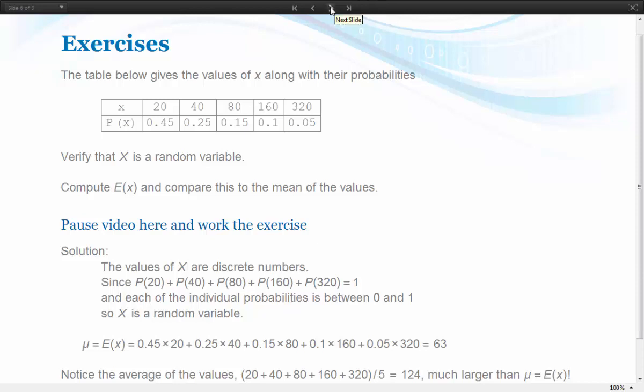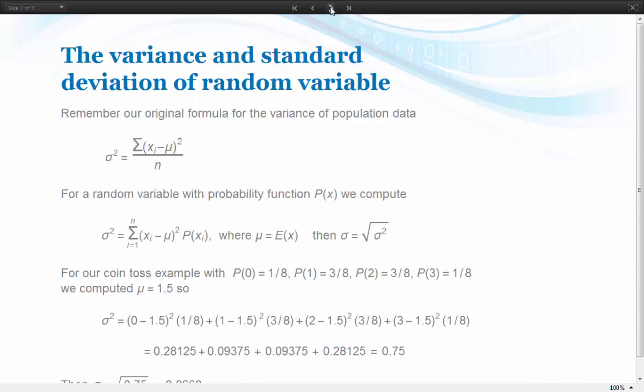Good. So now let's move on to the variance and standard deviation of a random variable. Remember our original formula for the variance of population data. Sigma squared is computed as adding up the differences from the mean, each of those values squared, and dividing by how many values there are. If it was the sample standard deviation, I would divide by n minus 1, but here we're dealing with probability, we're dealing with populations, so we assume we have all the values.